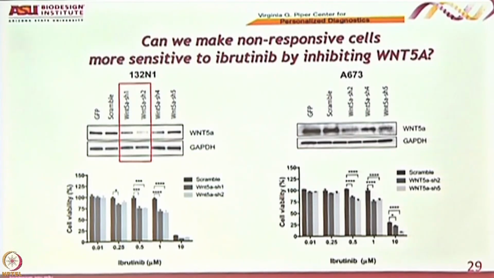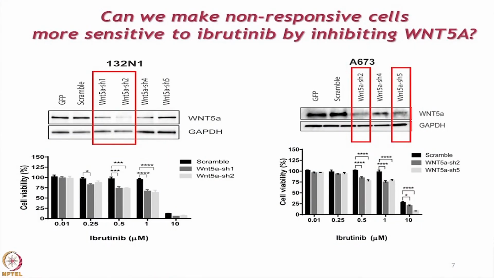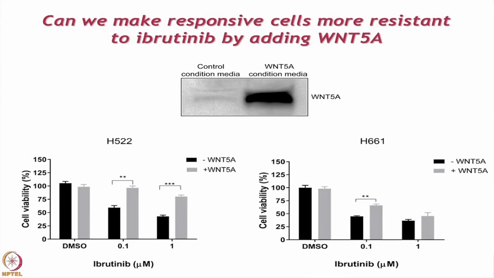And so then the flip question is also present. So here we made the cells more sensitive. So the question is, could we take a sensitive cell and make it resistant by giving it Wnt5a, right? And so she did that experiment.